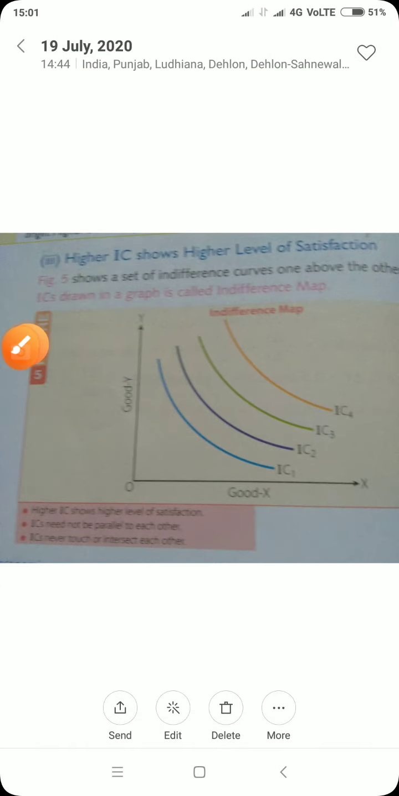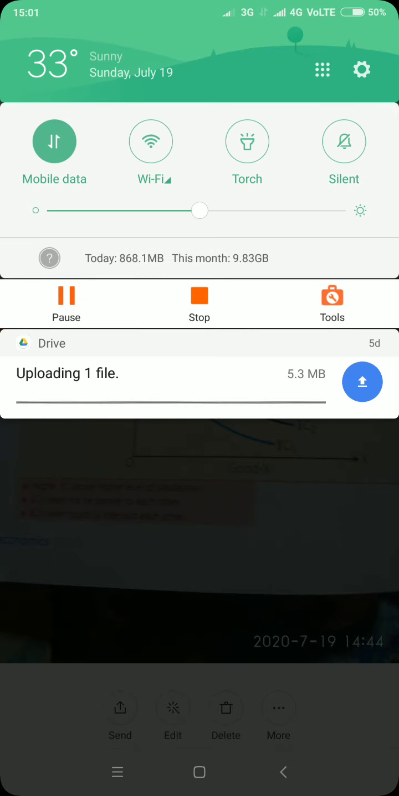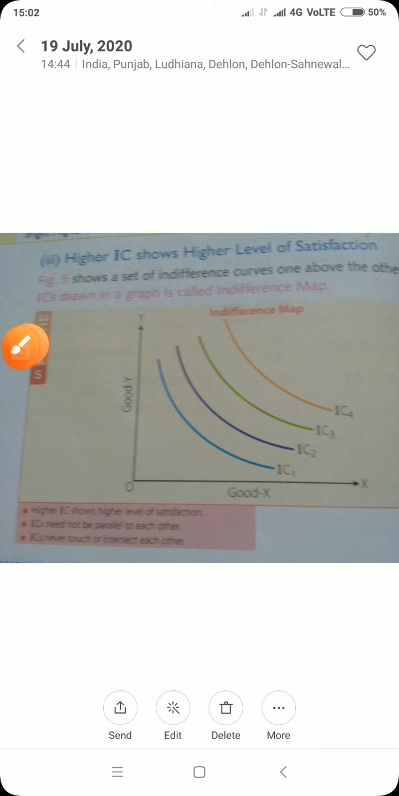Next we can find that a higher indifference curve shows a higher level of satisfaction. As the indifference curve is increasing, that means the consumer is able to get a higher level of satisfaction. Similarly, if it is decreasing, the consumer will get a lower level of satisfaction. We have also read that indifference curves would never intersect each other. Clear? So read up to this topic. Indifference curves do not cross or intersect each other.